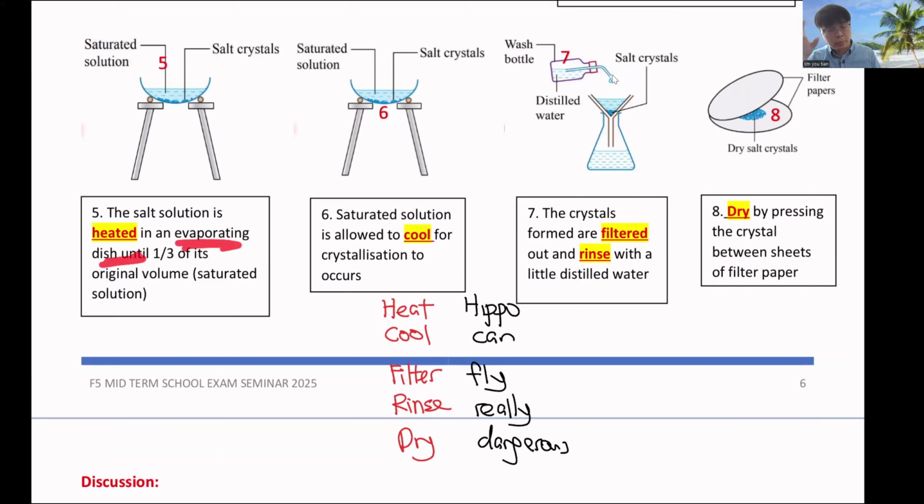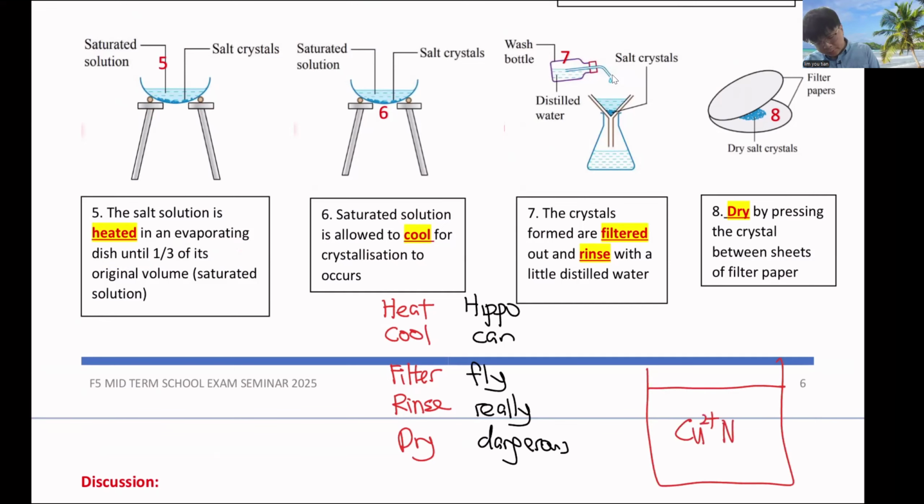They require you to write very detailed. The evaporating dish means what? Example, let's say this is my copper 2 nitrate. Now they are in the water. This is a soluble salt in the water. So how do we take it out? First, heat until 1/3. 1/3 means the water is reduced until very little water is left. When it becomes very little water, it's very concentrated. We call it saturated. Saturated means it's the maximum. The concentration becomes the highest.